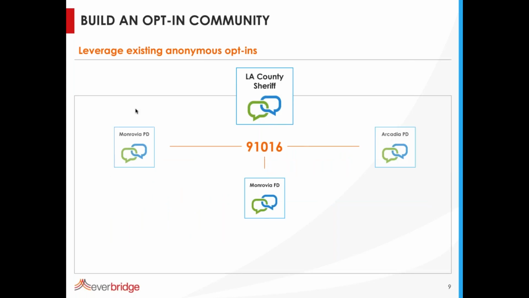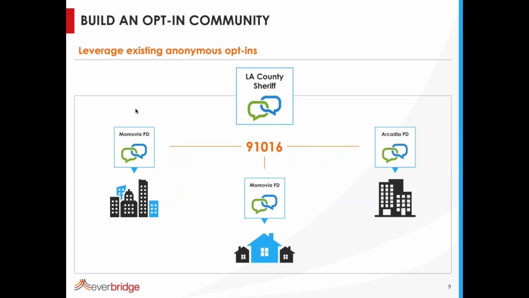And what happens here is you're not just signing up for one agency. You're signing up for all agencies that service that zip code. So just as an example, I live in 91016 in Southern California. If I was to text my zip code to 888-777, I've now opted into my local police department, my local fire department, the neighboring police department, which happens to overlap the zip code. And then at the higher level, at the county level, the LA County Sheriff can also target me because they also have jurisdiction over this zip code.